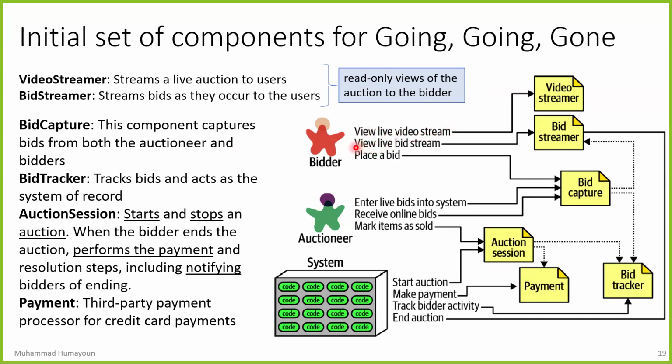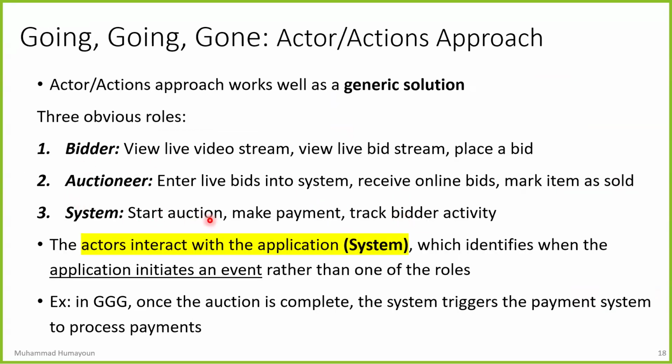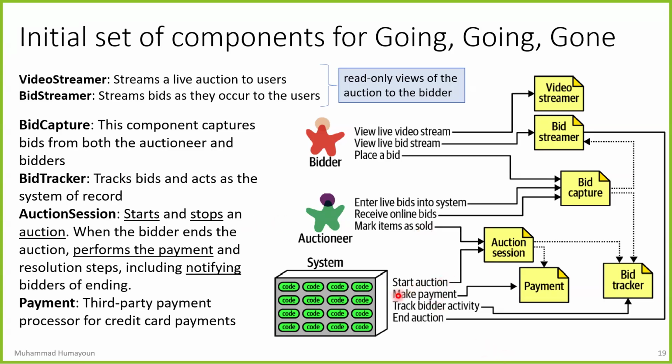View live video stream, view live bid stream, place a bid. Enter live bids into system, receive online bids, mark items as sold. Put them here. What you identified about the system, you put here: start auction, make payment, track bidder activity, end auction. Now, based on these actions, you build components. Like view live video stream, you need a component about a video streamer. View live bid stream, you need a bid streamer. Place a bid, you need a component called something like bid capture.